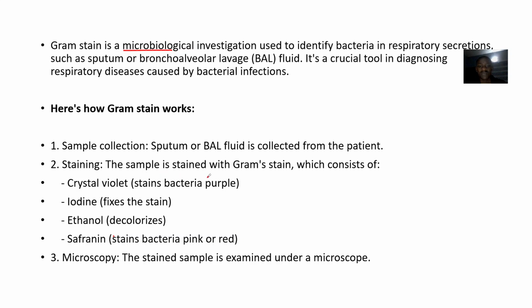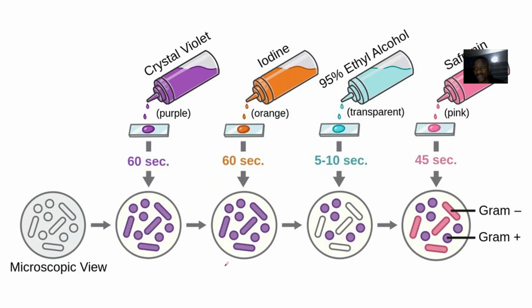Next, the sample is stained with a gram stain, which consists of what? A crystal violet, an iodine, an ethanol, and safranin. All of their roles are explained on the side. Well, I've spoken a lot about gram stain, so I don't want to waste time. So for microscopy, the stained sample is now what? Examined under the microscope. Okay, so you see it: the crystal violet, the iodine, the ethyl alcohol, the safranin.